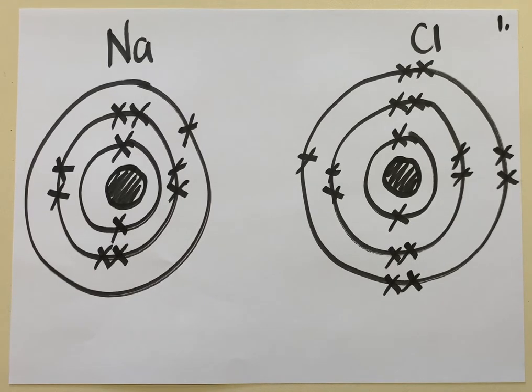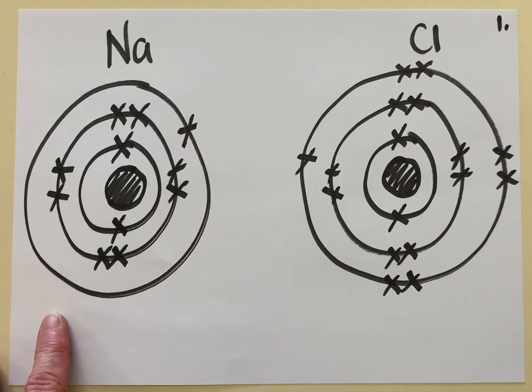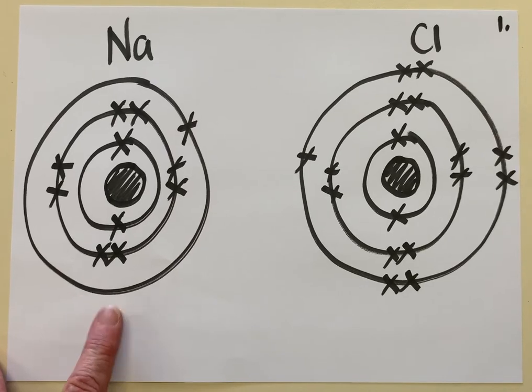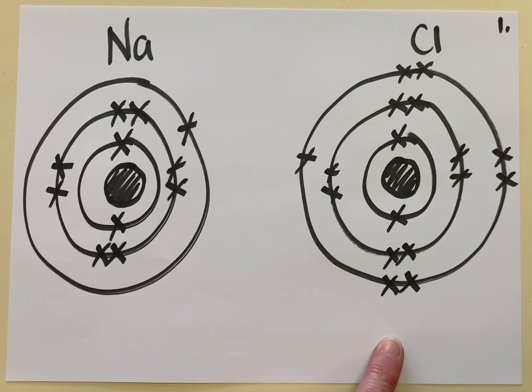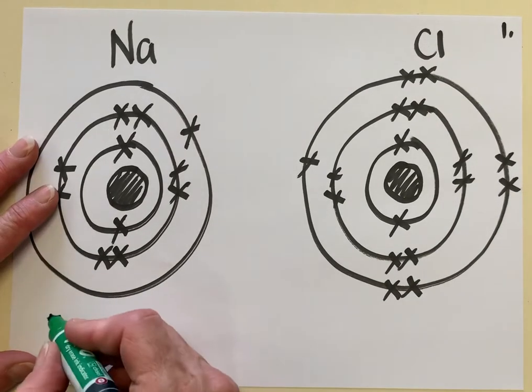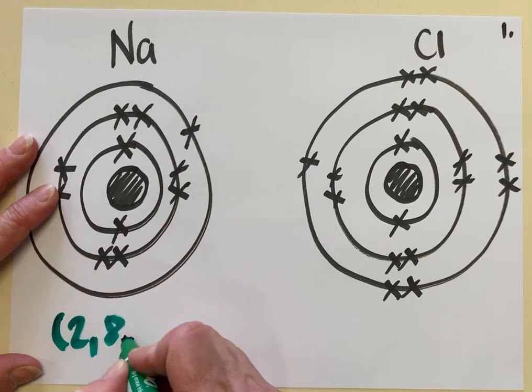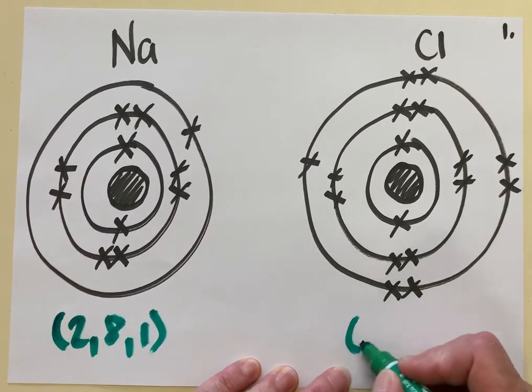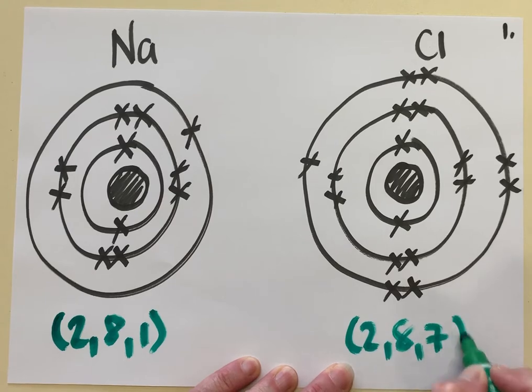So what you can see in front of you is 2 atoms, 1 sodium and 1 chlorine, and the little crosses represent the electrons. In sodium here, you've got an electron configuration of 2, 8, 1 with 1 valence electron, and in chlorine here, you've got 2, 8, 7.